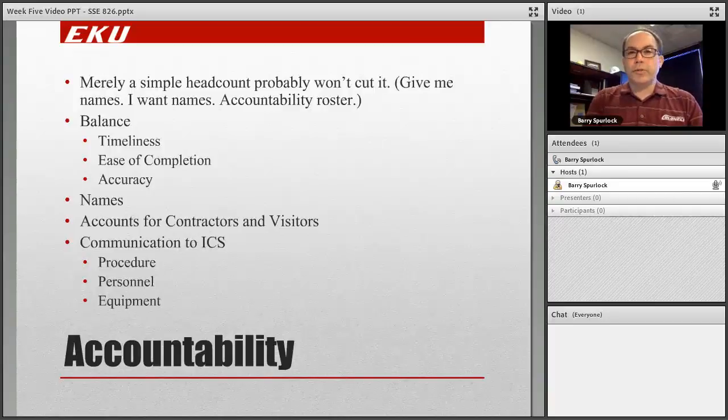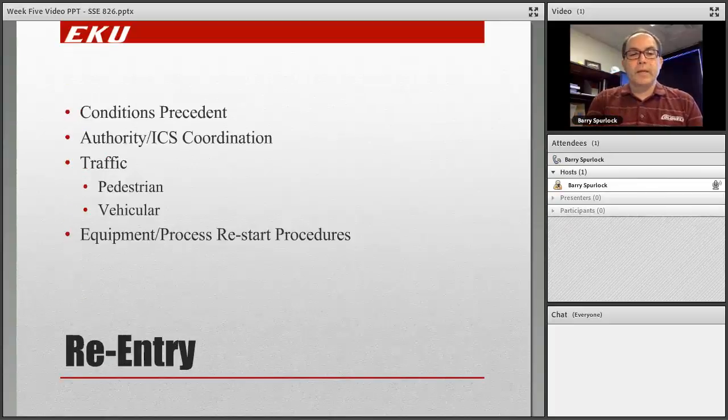So you need to think about procedure. You need to also think about personnel. Who's going to do this? Who's in charge of communicating this to the incident command? And then the equipment. Is it going to be two-way radios or some other form of communication? And making sure that you button that up and you spell that out. So that's the accountability portion of that.